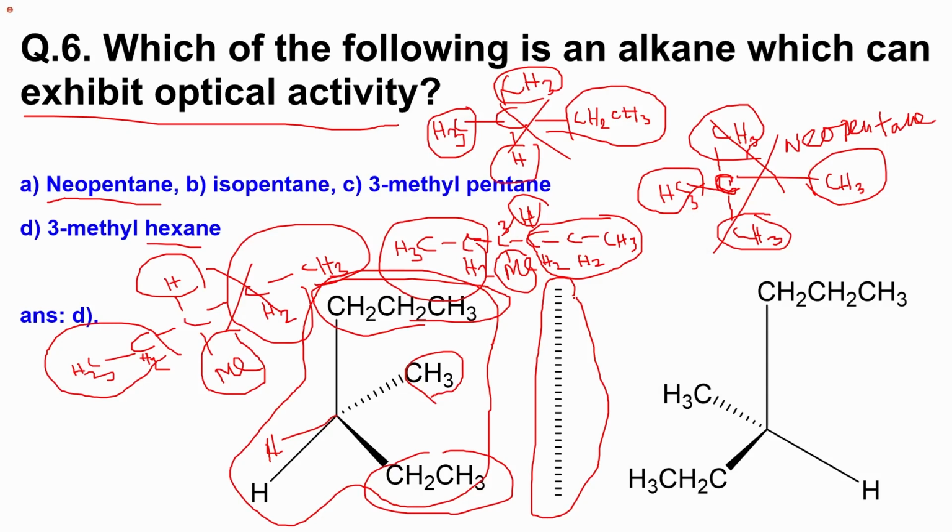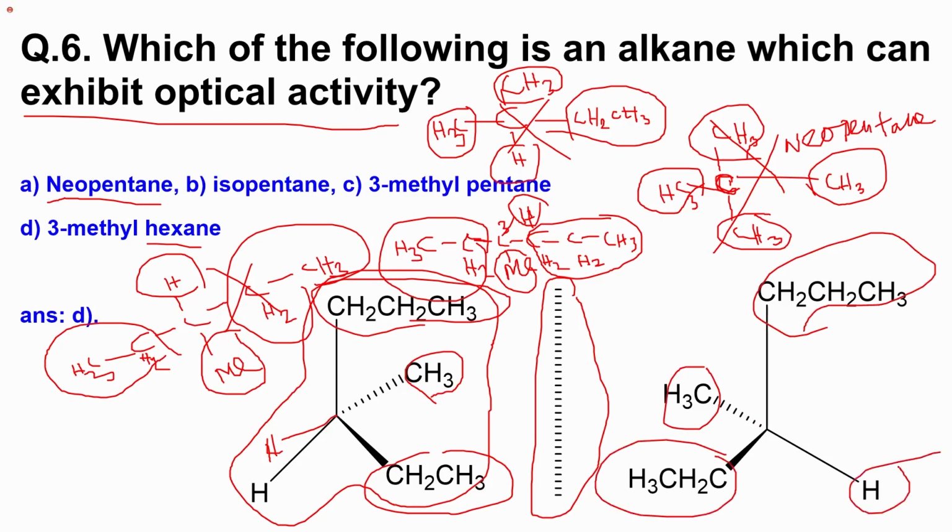So what will be the configuration of this molecule and the mirror image molecule? Let's say we start from here, because this is the bulkier group. So this is 1, this is 2, this is 3, and this is 4. Now 1, 3, 4, since 2 is in the back position.